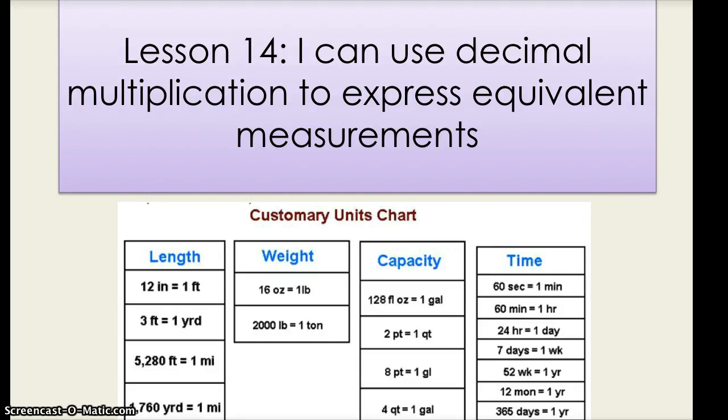Welcome to lesson 14. This is using decimal multiplication to find equivalent measurements. So this builds on what we learned from yesterday. But before we begin, we're going to do our fluency.